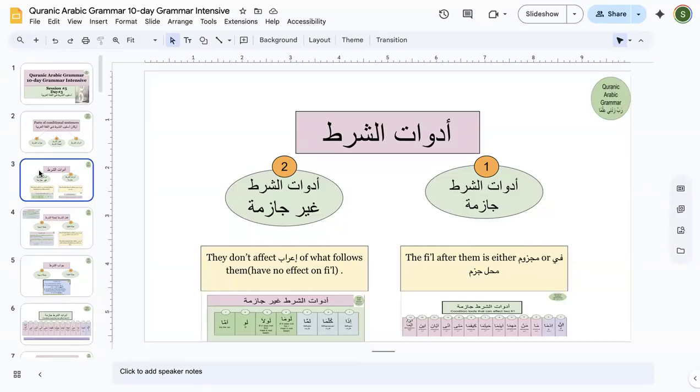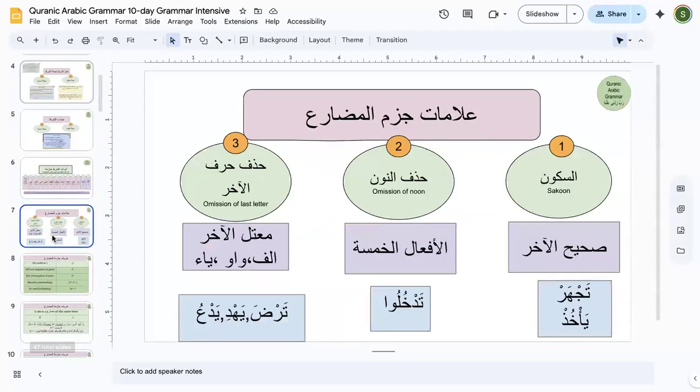When it pertains to condition, it is going to be called adwatu shart jazima if it affects the status of the fail mudare after it. So let's just quickly go over the three ways.